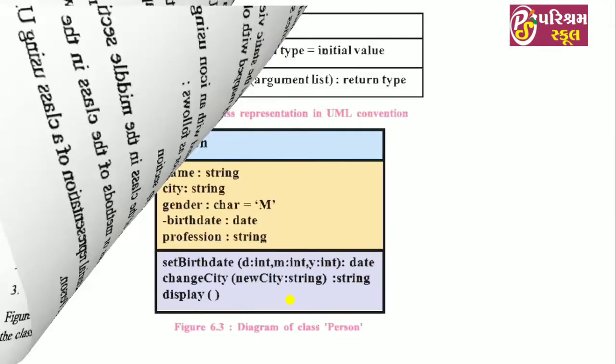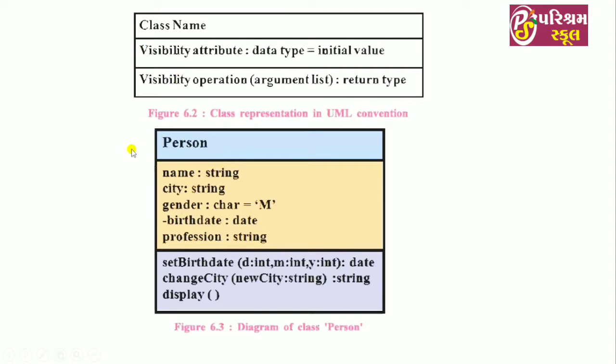Okay, let's see the diagram. If you look at the diagram, the first part is the class name, the second part is the attributes of the class, and the third part is the operations, or you can say the behavior of the class. Okay, so this is the class diagram. There are three different sections: class name, attributes, and behavior or operations.